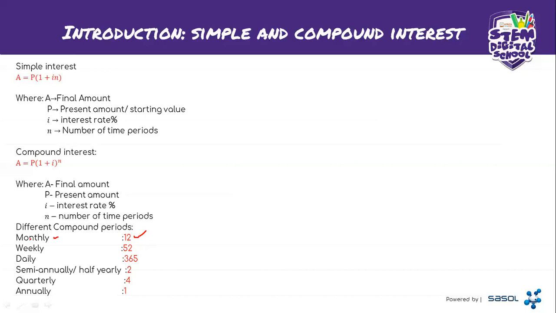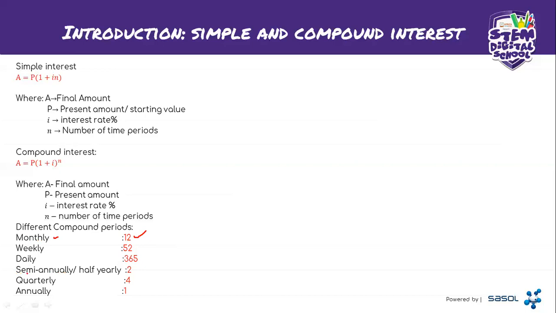So for monthly, when it says 12, we check how many months we have in a year, which is 12. Hence we are having 12 there. Weekly, how many weeks do we have in a year? 52. Daily, of course, is 365 days.